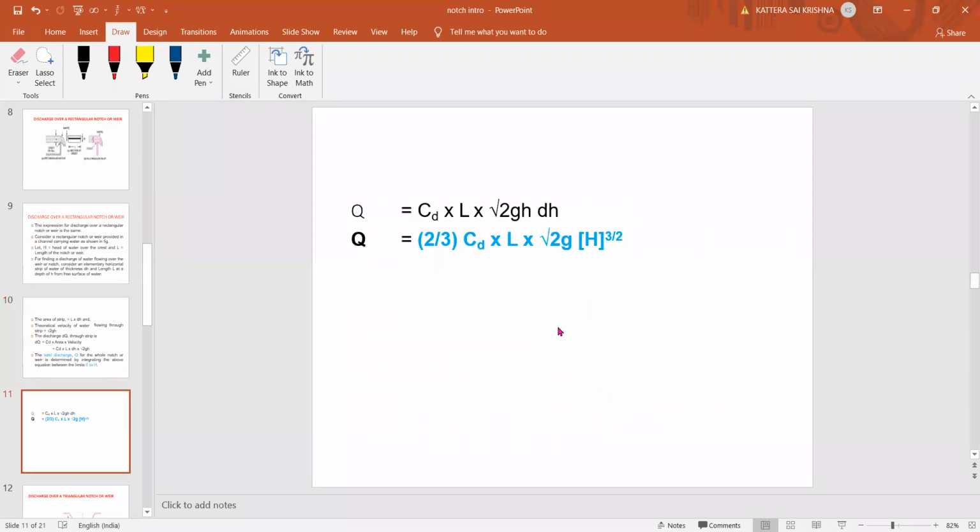So this will be the final equation for finding discharge. Q equal to 2 by 3 into coefficient of discharge CD into length L into under root of 2g. This h is not in the root; it is h power 3 by 2. This is for the rectangular notch. So this is the expression for calculating the discharge in the rectangular notch.